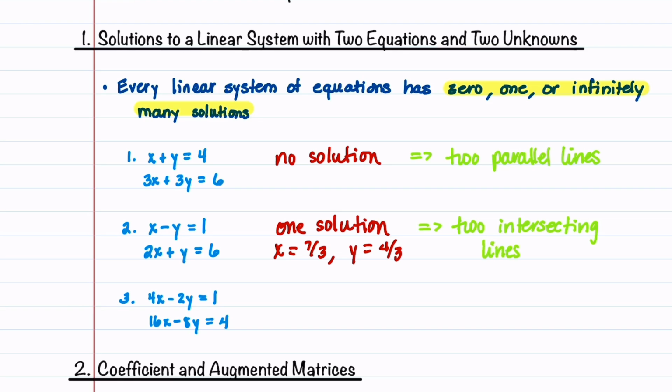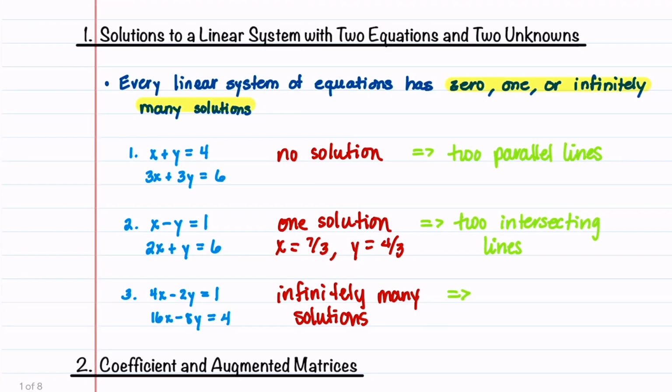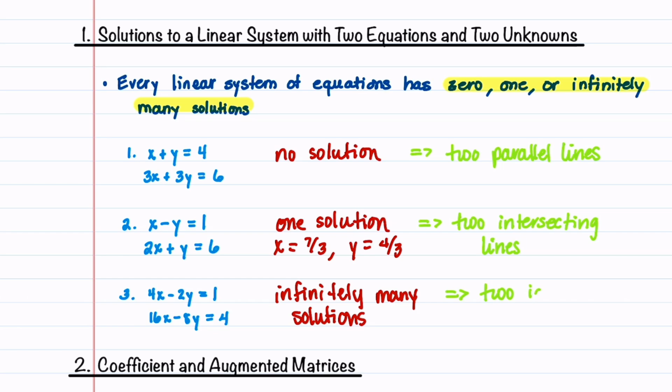Our last system of equations is an example where we have infinitely many solutions. This means that we have 2 lines that are the same line. In other words, we have 2 identical lines. Linear algebra is really nice when you can visualize what a solution looks like.